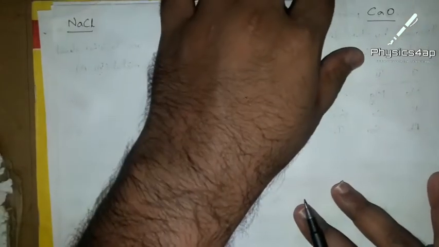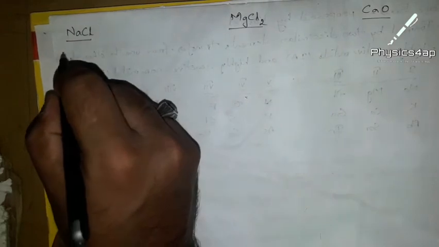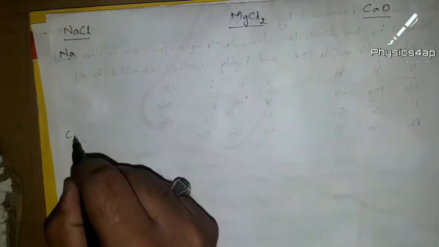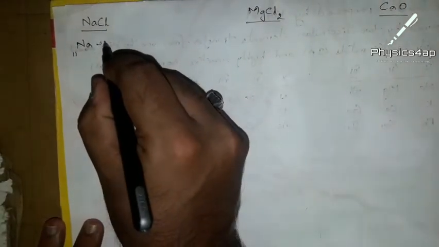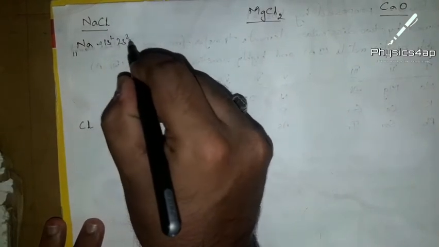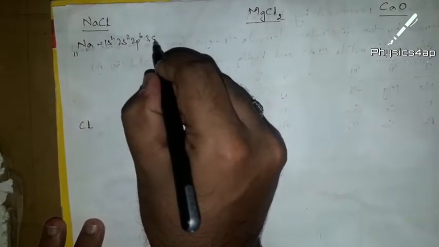Now let us see the formation of NaCl, MgCl2 and CaO. How does it form? For the first example, NaCl, we have a metal, sodium, and a non-metal, chlorine. Now we know that the atomic number of sodium is 11, so we write the electronic configuration as 1s2, 2s2, 2p6, 3s1. This is the electronic configuration for sodium.